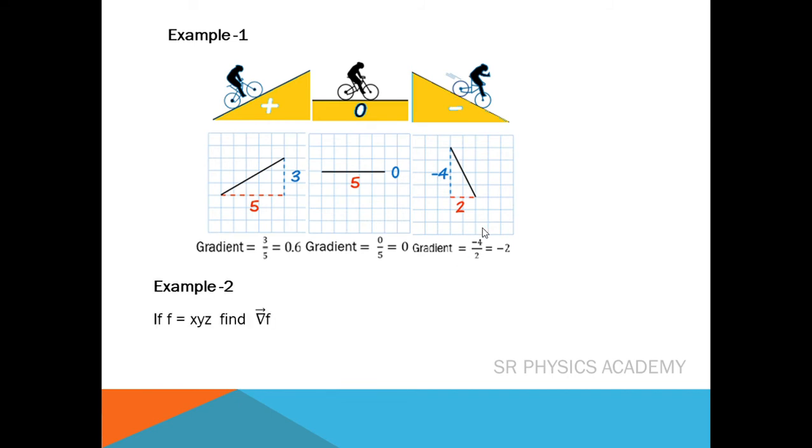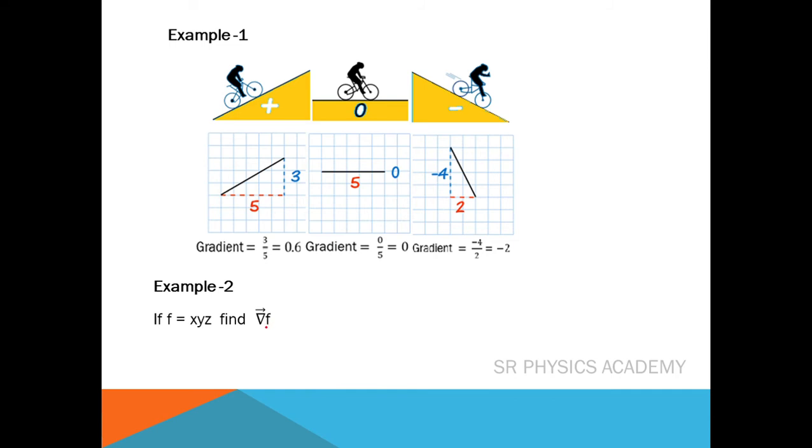Now we will discuss another example. In this case, if f equal to xyz, we know that f is a scalar function, a function of x, y, z. This is not a vector. So we have to find the gradient. This is the gradient of f, that means del into f, the scalar function.